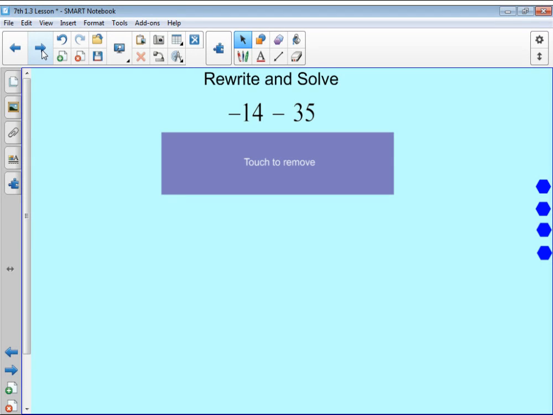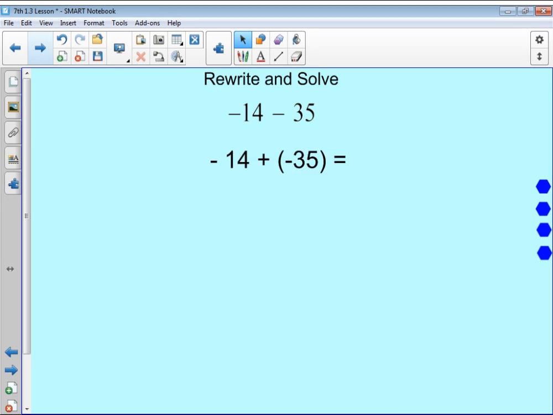So here, we're going to rewrite and solve this problem. The way we're going to rewrite this is, we're going to go ahead and add a plus sign in between our two integers. So I'm going to look at this instead of as negative 14 minus 35. I'm going to think of it like this, negative 14 plus a negative 35. Because now I can go through and use those little sayings, same symbol, find the sum, apply the same symbol, okay? Or different symbols, find the difference, apply the larger sign.